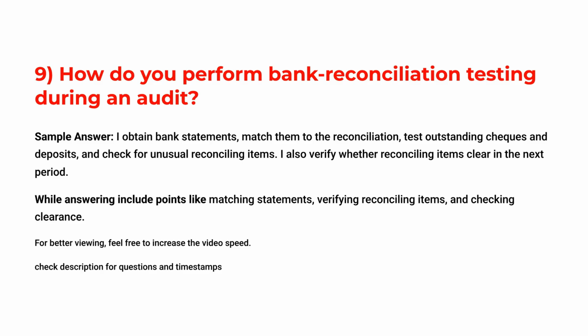How do you perform bank reconciliation testing during an audit? Sample answer. I obtain bank statements, match them to the reconciliation, test outstanding checks and deposits, and check for unusual reconciling items. I also verify whether reconciling items clear in the next period. While answering, include points like matching statements, verifying reconciling items, and checking clearance.